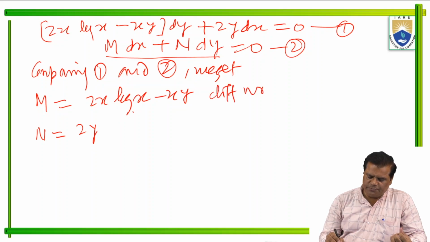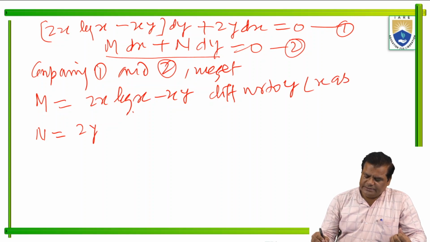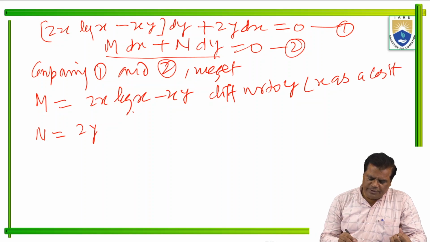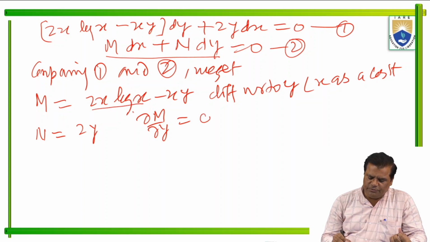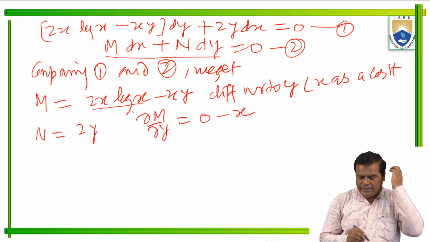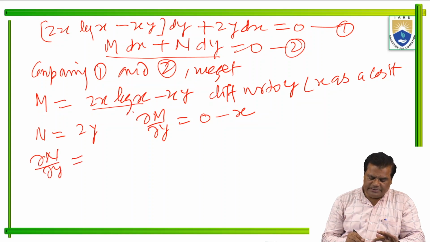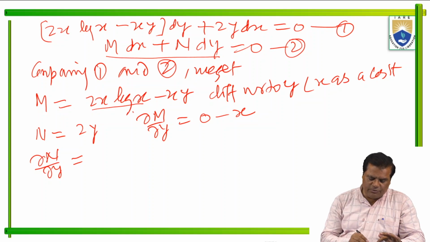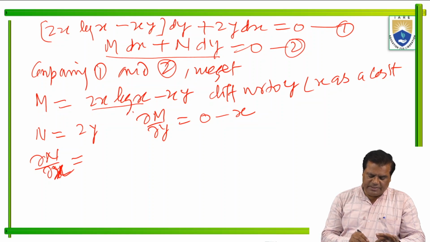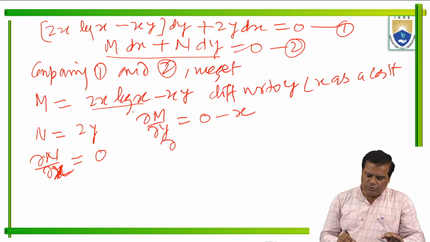Differentiating with respect to y, x as a constant. So we get del m over del y equals 0 minus x, since x is a constant and y with respect to y gives 1, so minus x. And del n over del x, y as a constant, so y as a constant with respect to x gives 0. So del m over del y is not equal to del n over del x.